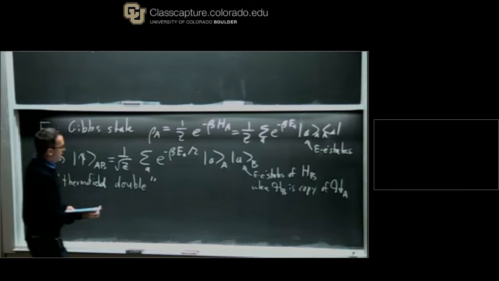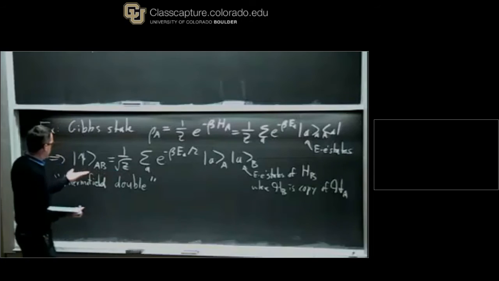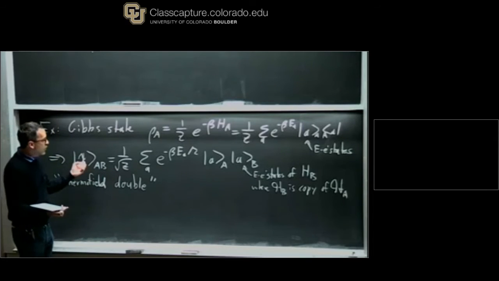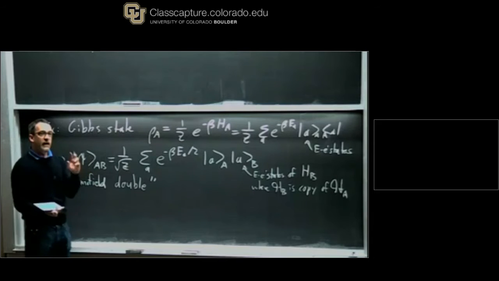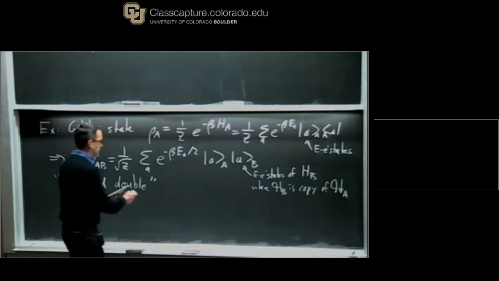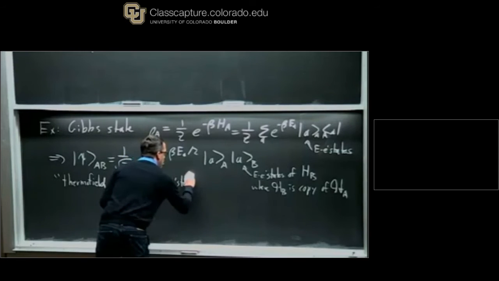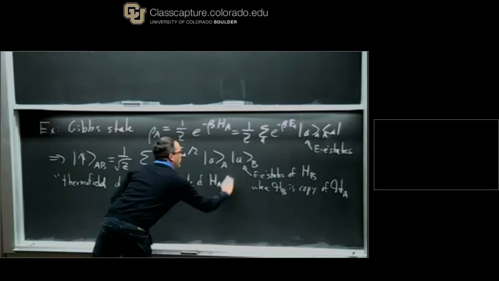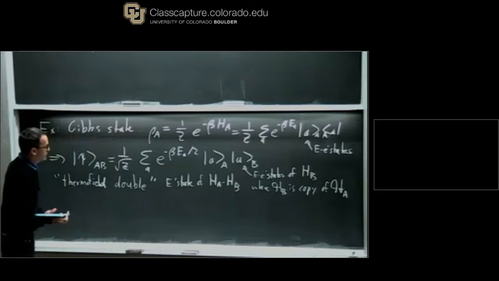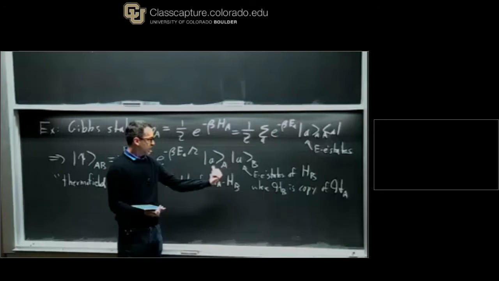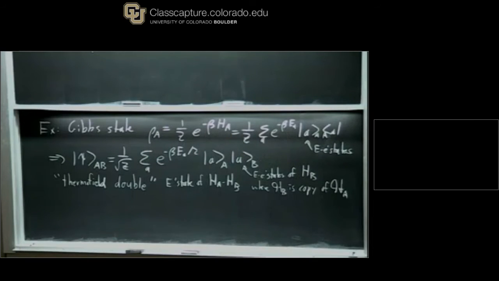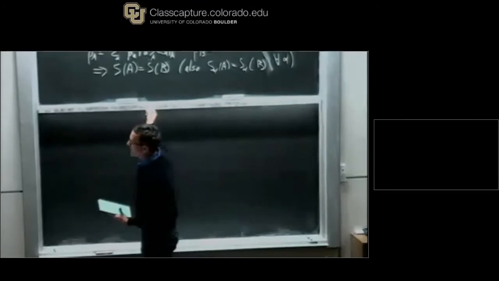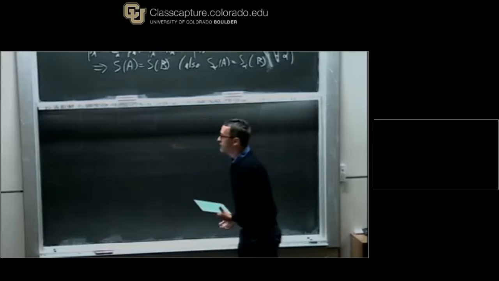And by the way, notice that this is a pure state on my doubled system, which happens to be an eigenstate of the operator H_A minus H_B, because it's a superposition of states that have the same A and B energy. I mean, it's not the only such eigenstate, but it is an eigenstate like that. And this will be useful later on.